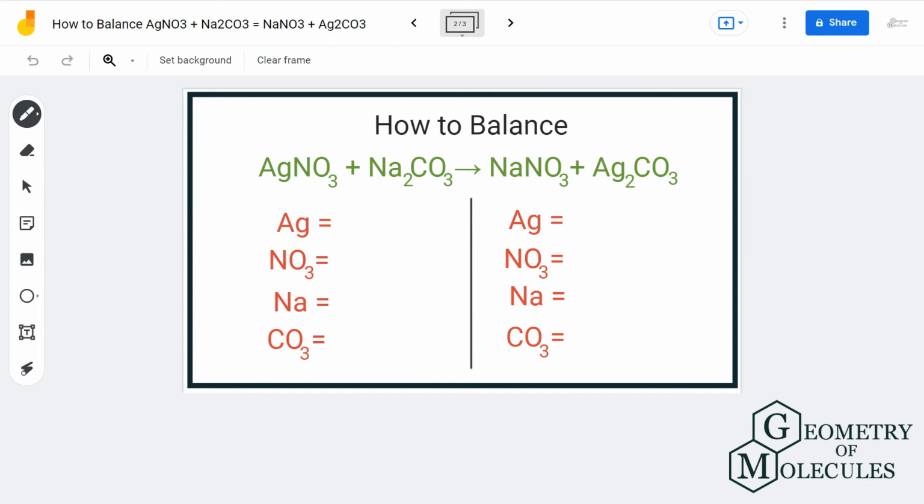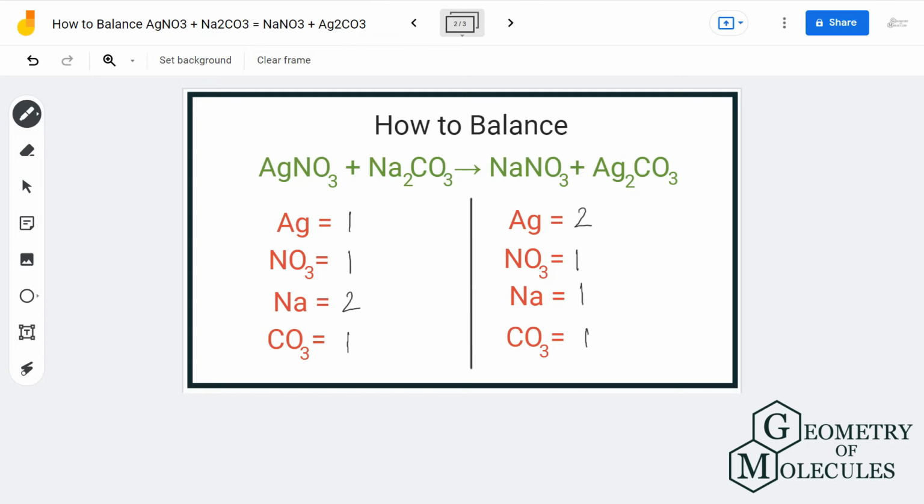This will make the entire process very easy for you. So let's start counting the number of atoms on both reactant and product side. Here I have one silver atom, and I have one NO3 group, two sodium atoms over here because it is Na2, and one CO3 group. Okay, let's repeat it for the product side. On product side I have two silver atoms, one NO3 group, one sodium atom, and one CO3 group.